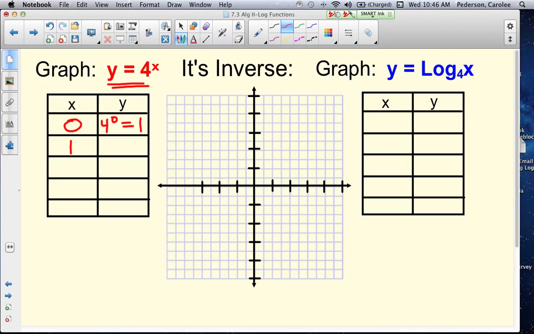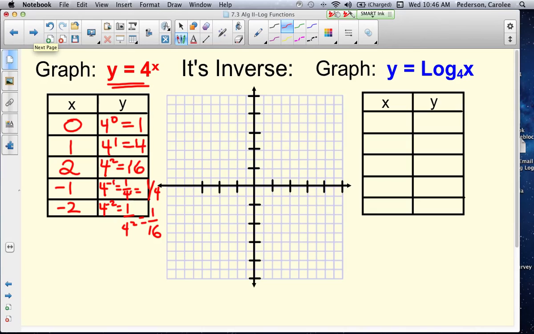Now let's substitute 1 in. 4 raised to the 1 is 4. Substitute 2 in. 4 raised to the 2 is 4 times 4, which is 16. Now let's go to negative 1 and then negative 2. 4 raised to the negative 1 is the same thing as 1 over 4 raised to the 1 power, which is 1/4. And then 4 raised to the negative 2 is the same thing as 1 over 4 squared, which is 1/16.